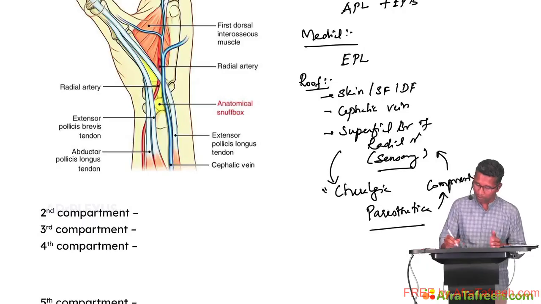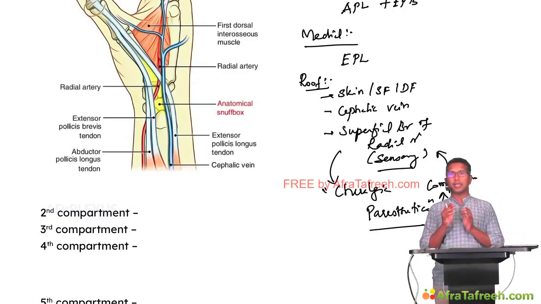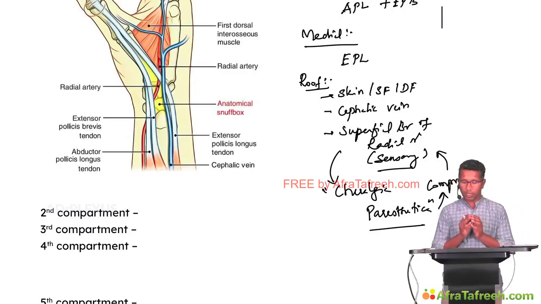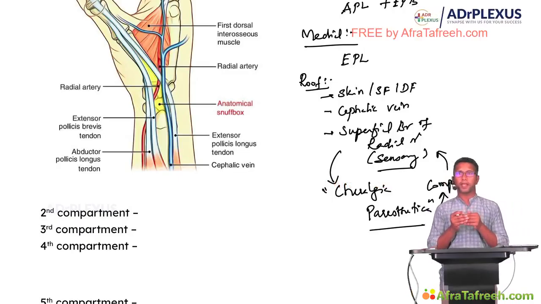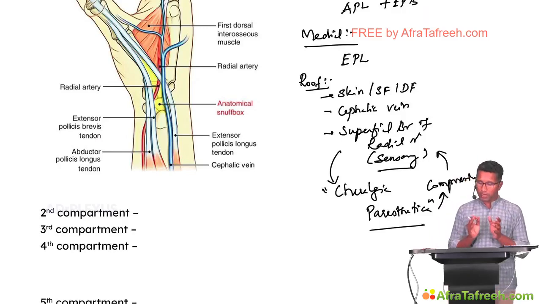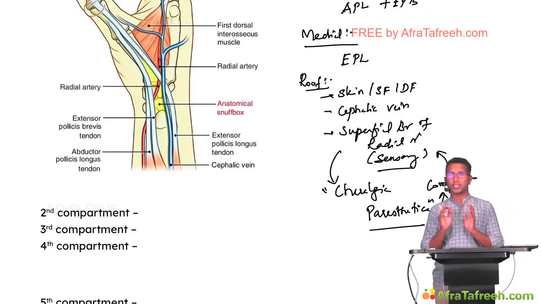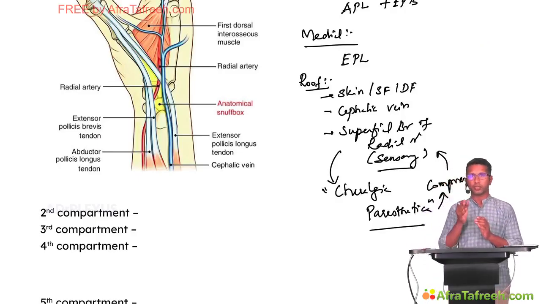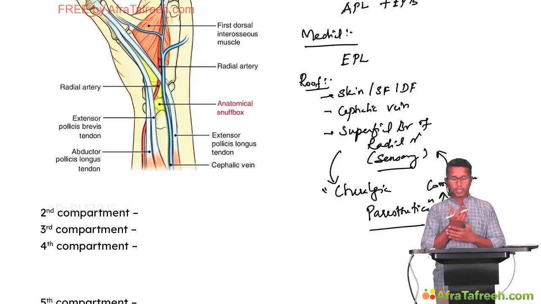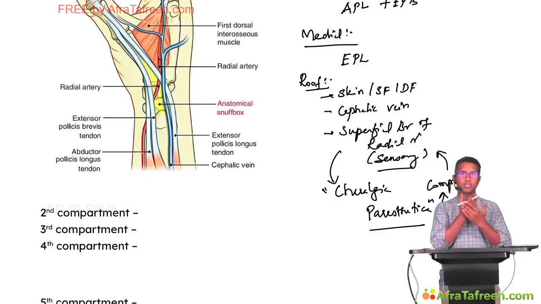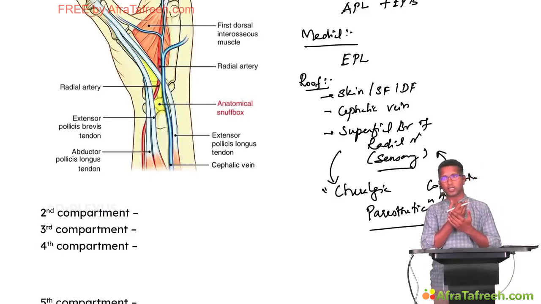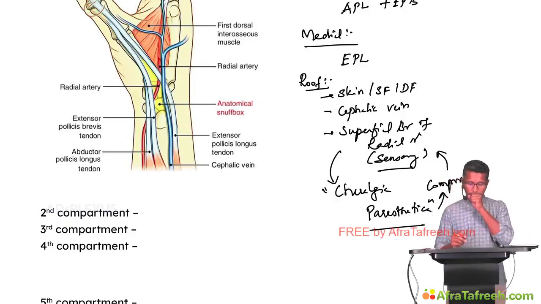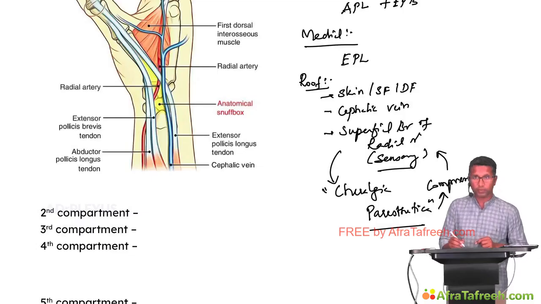There are various compressive neuropathies. We'll discuss the compressive neuropathies when we come to the median nerve. We have an important topic there. So at this junction, just know about cheiralgia paresthetica: compression of the superficial branch of the radial nerve, resulting in loss of sensation in the first web space on the dorsum aspect. Okay, so this is about the roof of the anatomical snuff box.